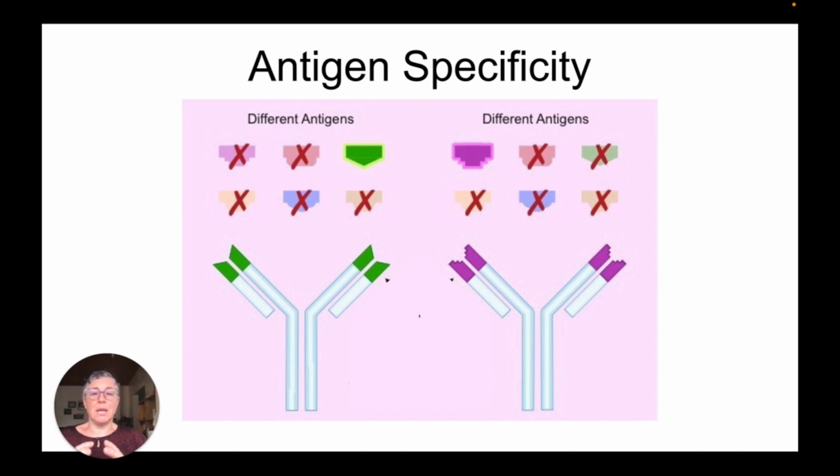We can see that the antigen binding sites have different shapes to them, and so they're going to be specific to a particular type of antigen. So if we look at the group of antigens, we can see that the shape of the one on the left is going to match the green antigen, and the shape of the one on the right is going to match the purple antigen. So it's very specific to the shape of that antigen binding site on the antibody.